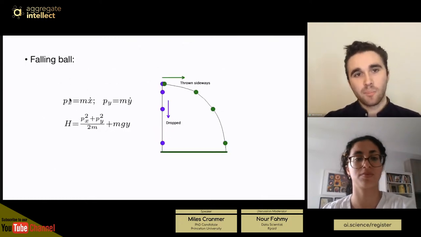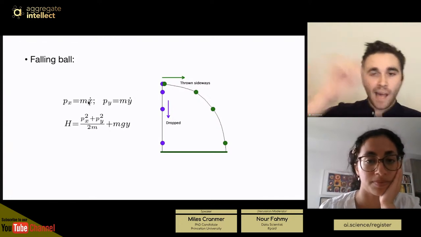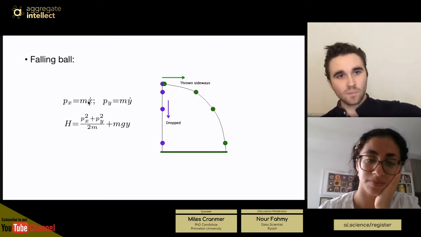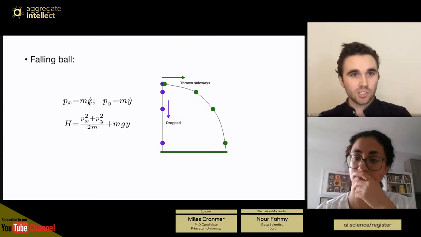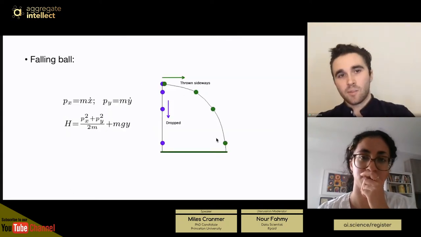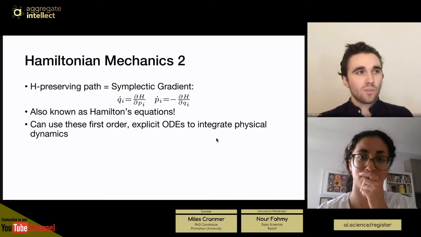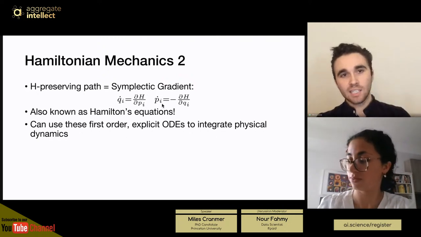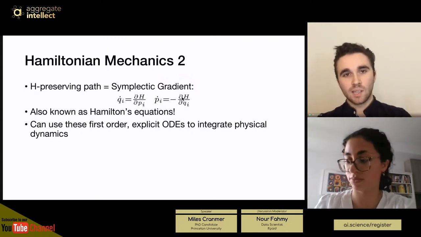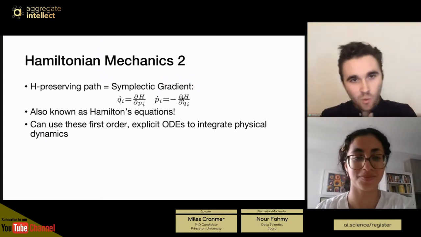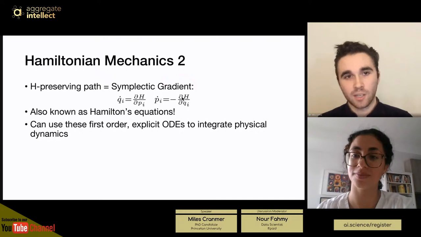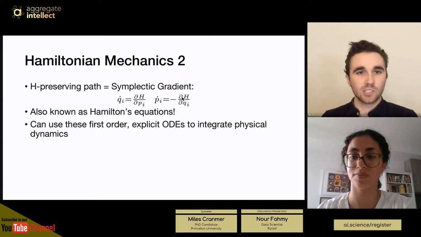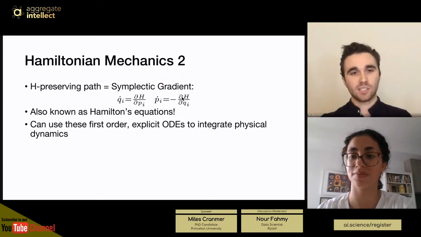So as an example for a falling ball, you have the x momentum, mass times the x velocity, x speed, and then the mass times the y speed is the y momentum. So you write down your Hamiltonian, which is the total energy, and that gives you the dynamics of the ball. If you have your Hamiltonian, you write it down in terms of momenta and position, then you get the velocity is equal to this, and the momentum is equal to this. So again, this is another way of writing Newton's equations, F equals ma. These are called Hamilton's equations. It's a very nice first order explicit differential equation to give you the physical dynamics of the system.